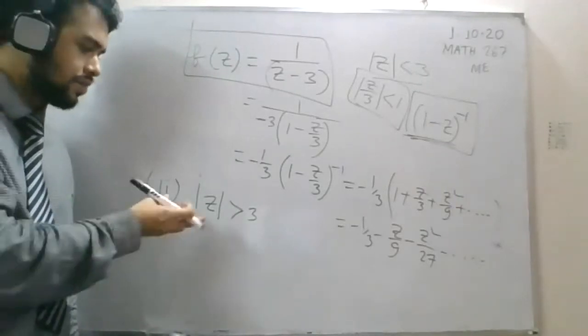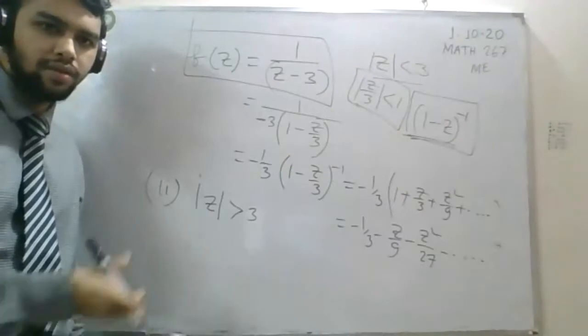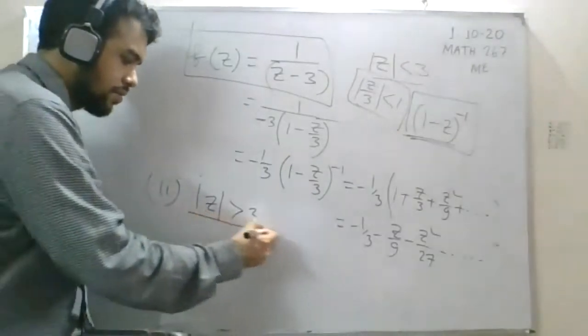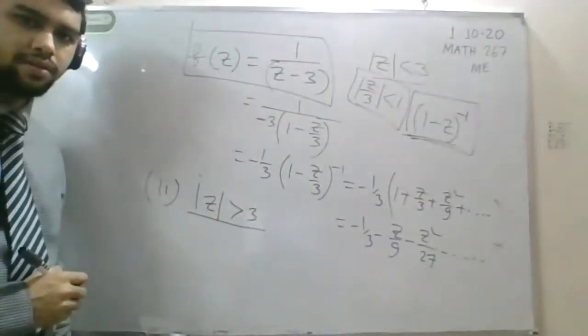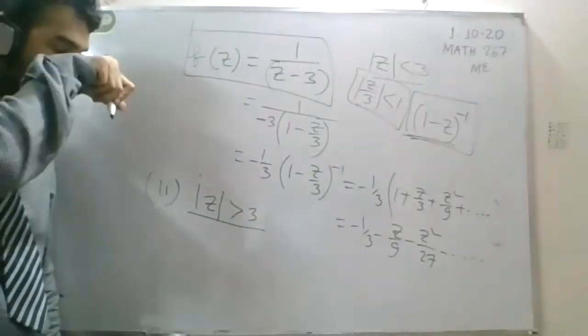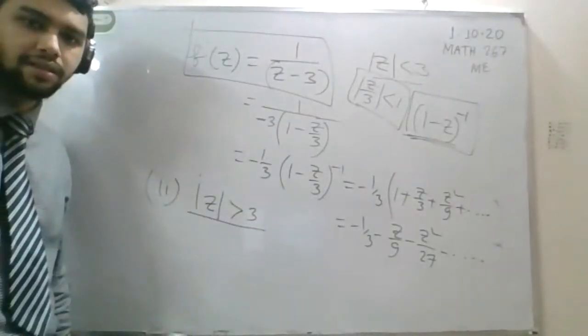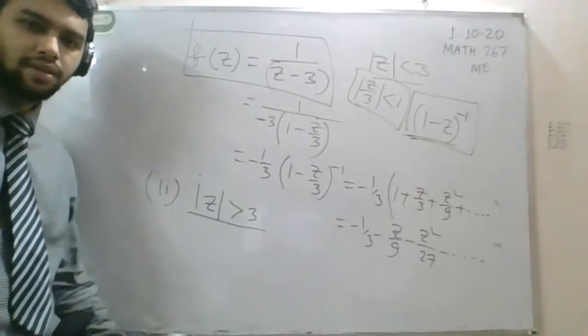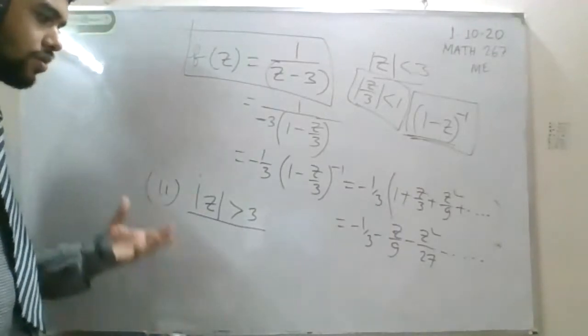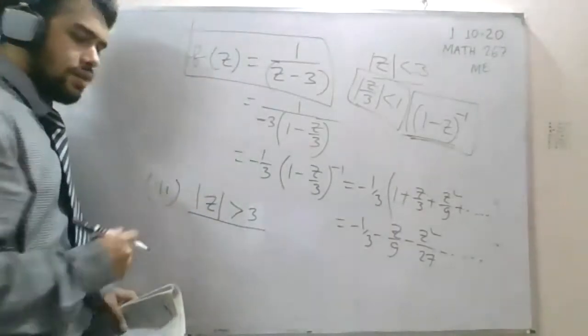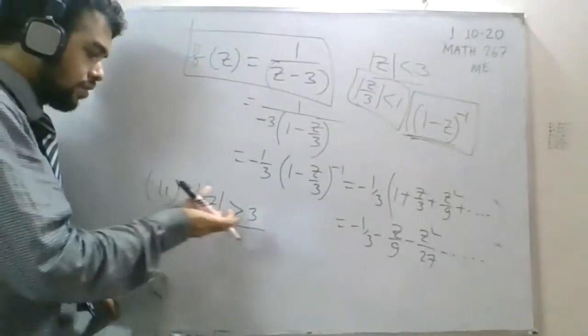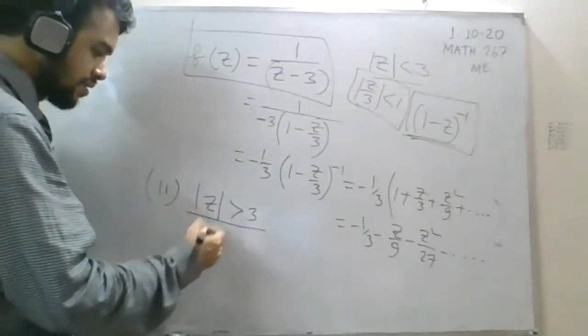Do you have any idea what we have to do for this region? Modulus of z greater than 3. Okay, so we have to divide by z, sir? Yeah, you have to divide this thing by modulus of z.